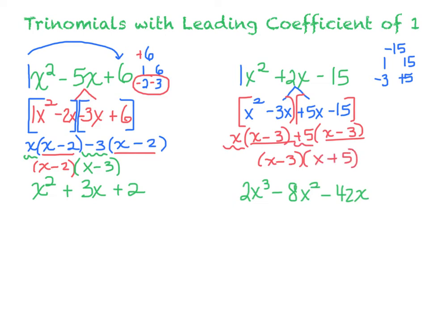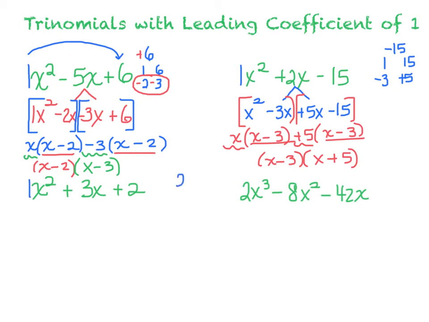I want you to notice, though, that there's a pattern. You see I'm splitting the middle with a negative 3 and a positive 5, and that's what's ending up in my factors, a negative 3 and a positive 5. I split the middle with negative 2 and negative 3. That's what's ending up in my factors, a negative 2 and a negative 3. Okay, let's try it again.